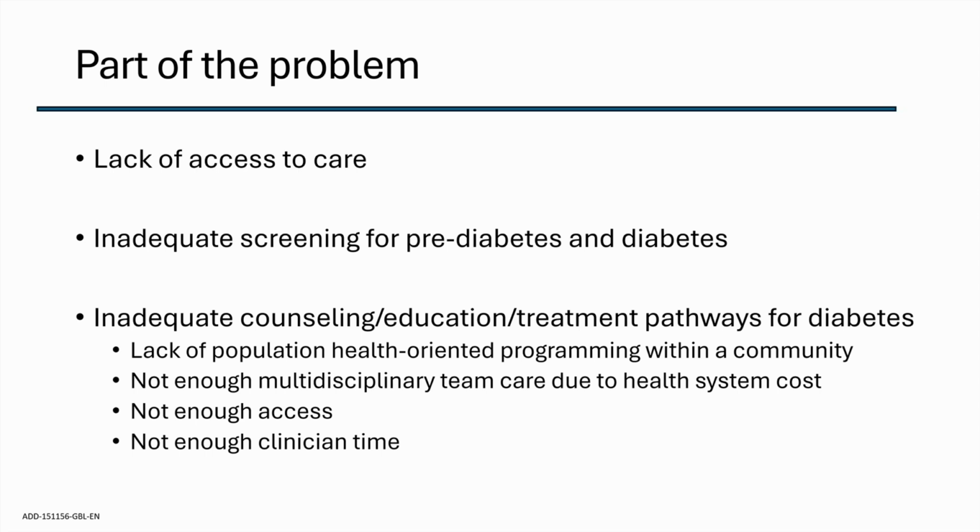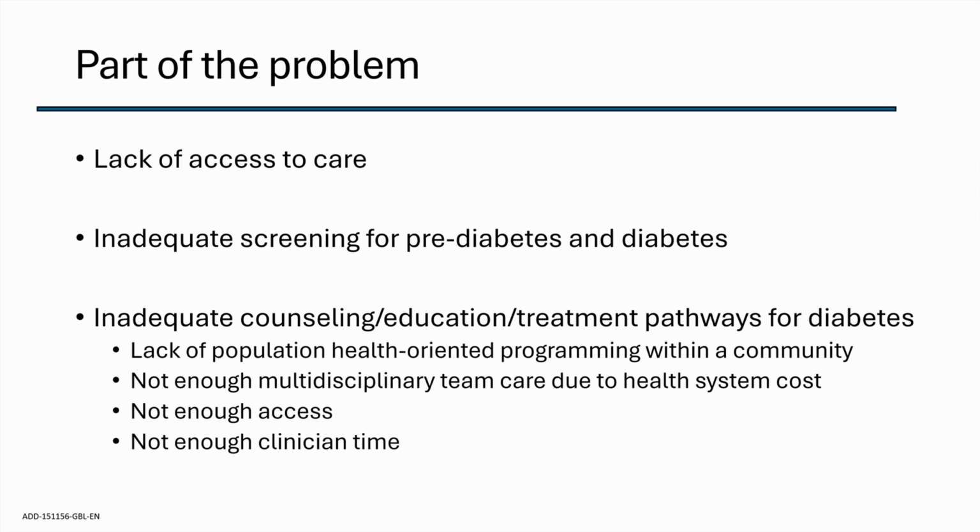We also have inadequate counseling, education, and treatment pathways for diabetes. There's a lack of population health-oriented programming within communities. There's not enough multidisciplinary team care due to health system cost. You always hear about how expensive diabetes is, and it's expensive for multiple reasons, but good diabetes care really requires a multidisciplinary team. And that can put a burden on the healthcare system in terms of cost. So not enough access and not enough clinician time.